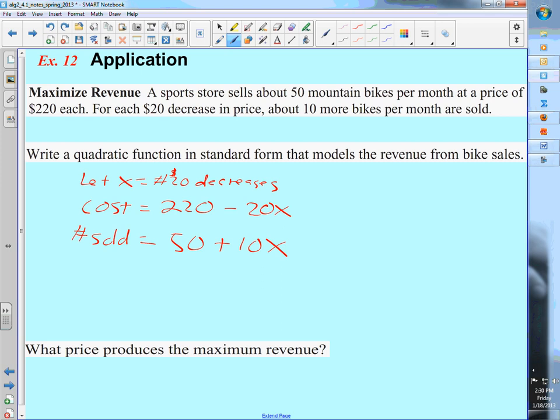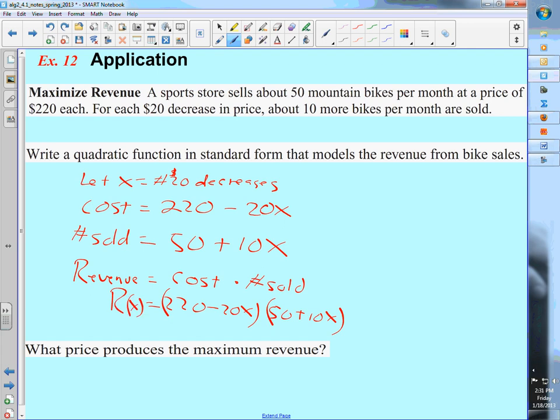How do you find revenue for this example? Cost times number sold. Revenue equals cost times number sold. Here's your cost, and here is your number sold. And if you multiply those together, you're going to get your function in standard form.